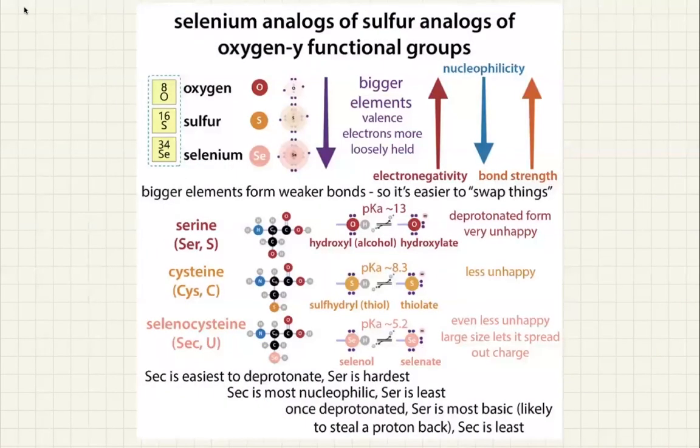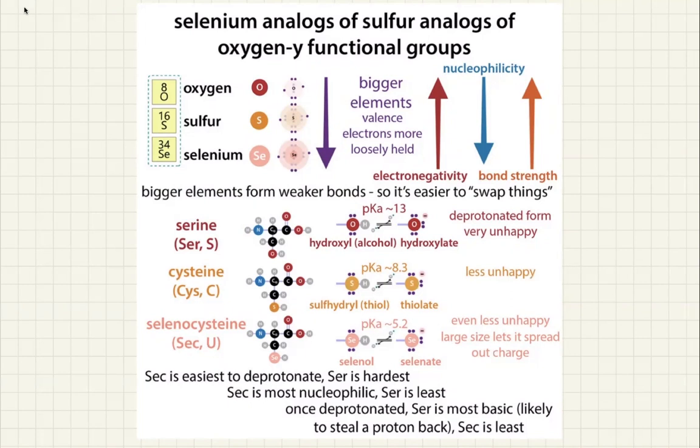So look at the pKa of a sulfhydryl group. This is going to be a pKa of about 8.3 versus a hydroxyl group, which is a pKa of about 13. So this cysteine is going to be way, way, way more likely to deprotonate than a serine. And so you will commonly see cysteine be involved in reaction mechanisms. Having this lower pKa makes it so that you can activate it more easily, because remember, the activated form is much more reactive as a nucleophile when it's deprotonated.